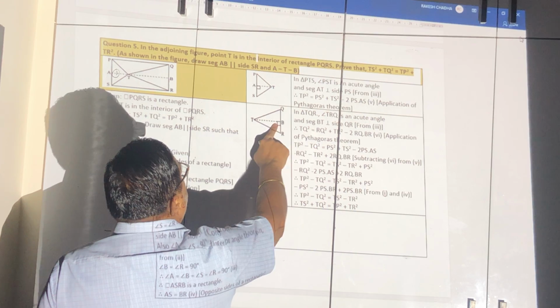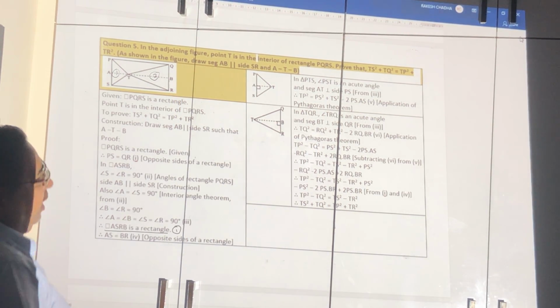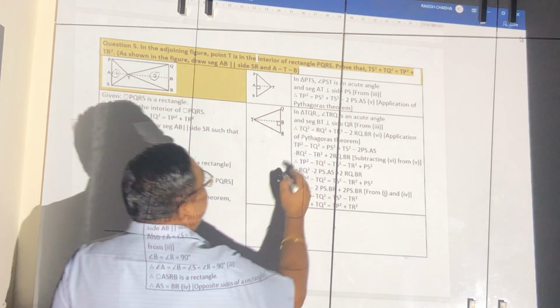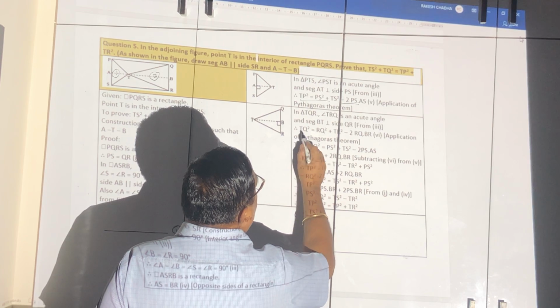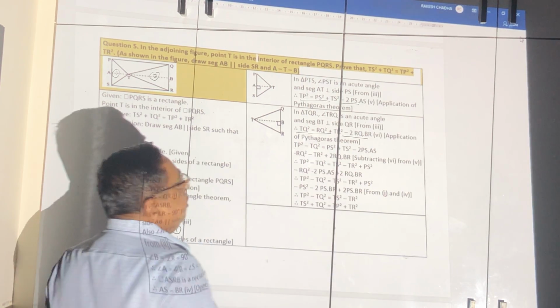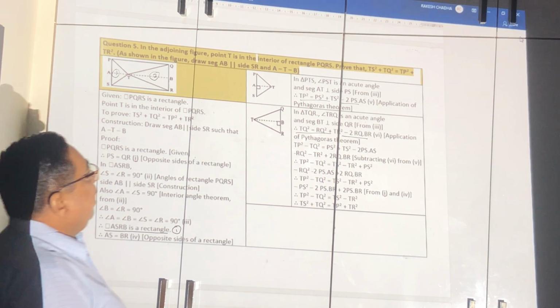And then I will take the other triangle, this one, triangle 2, and again do application of Pythagoras theorem. Remember, you have to memorize application, as I told you before. There is no shortcut to that. You will get it like this. Okay? So now you will get TP square minus TQ square.